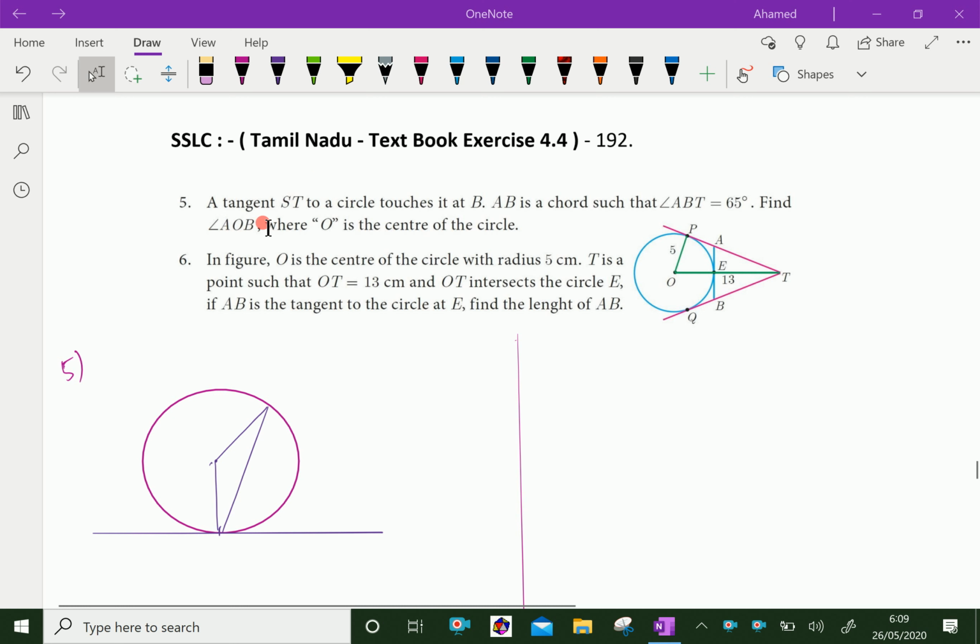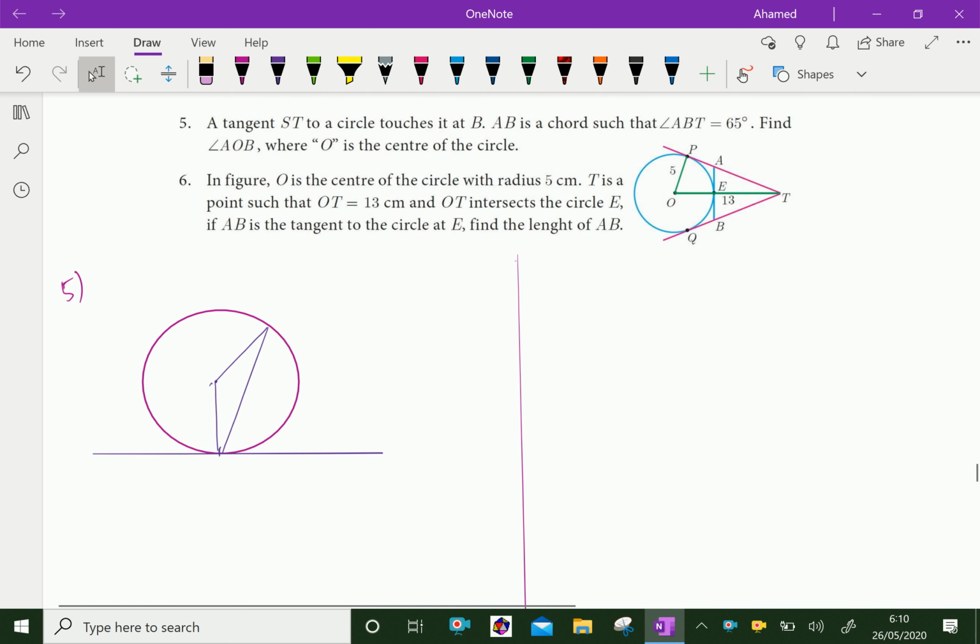Tamil Nadu SSLC Maths Textbook Exercise 4.4, question number 5. A tangent ST to a circle touches it at B. AB is a chord such that angle ABT is 65 degrees. Find angle AOB where O is the center of the circle. Look at this figure. Tangent ST.